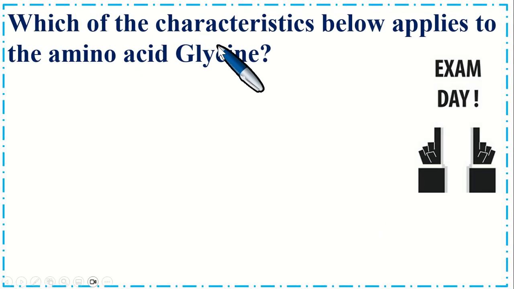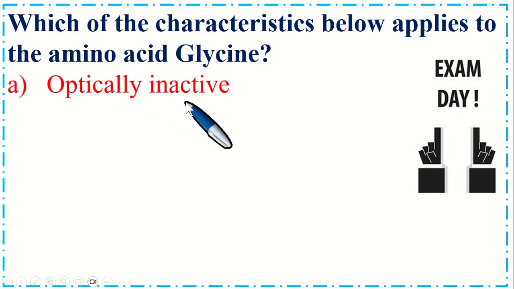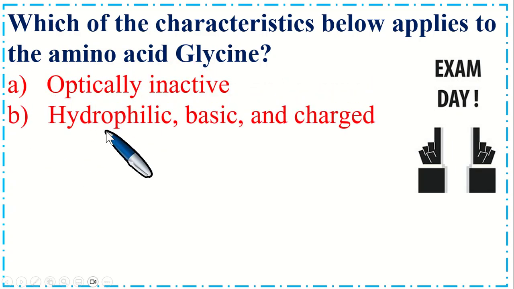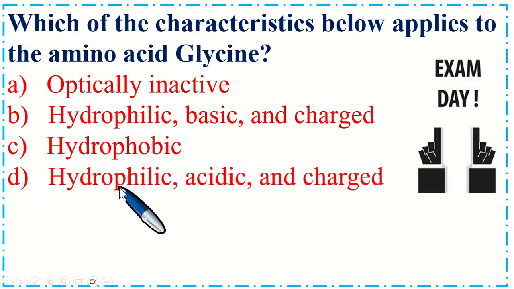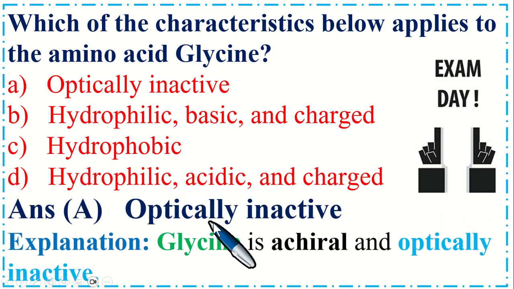Which of the following characteristics below applies to the amino acid glycine? Option A, optically inactive. B, hydrophilic, basic and charged. C, hydrophobic. And option D, hydrophilic, acidic and charged. So the correct option is A, optically inactive. Glycine is achiral and optically inactive.